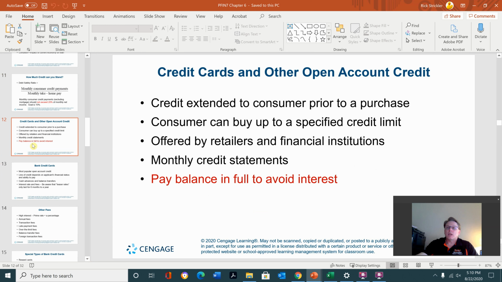Credit card and other open account credit. Credit extended to consumers prior to a purchase. Consumer can buy up to a specific credit limit offered by retailers and financial institutions. Monthly credit statements: pay balance in full to avoid interest.